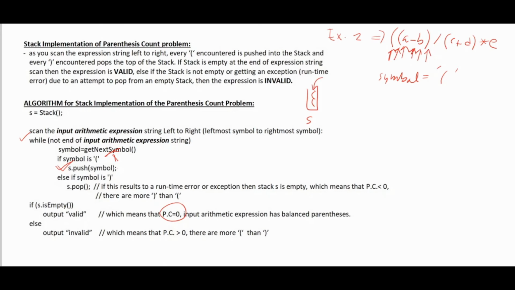When we reach this one, the symbol now is a right parenthesis. So this condition here is false, and the next is true. So we pop from the stack. The top element, left parenthesis, is removed. Then we get the next symbol. We do nothing for this. Next symbol is left parenthesis. So this is left parenthesis, and so this is true, and so we push it into the stack.